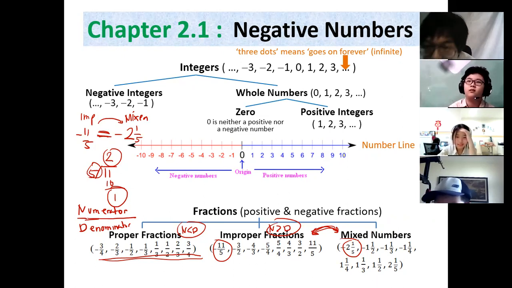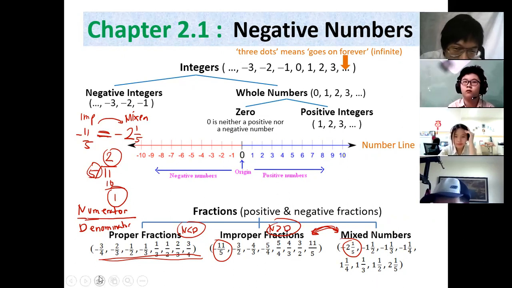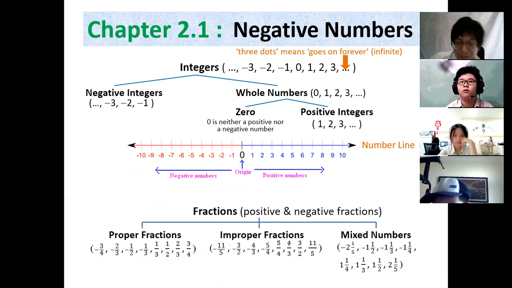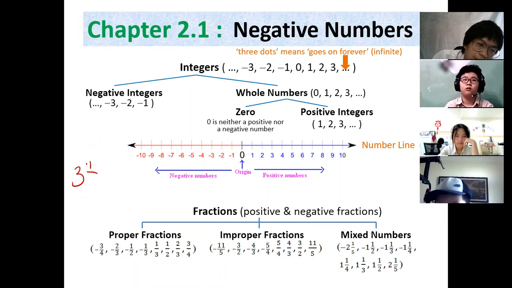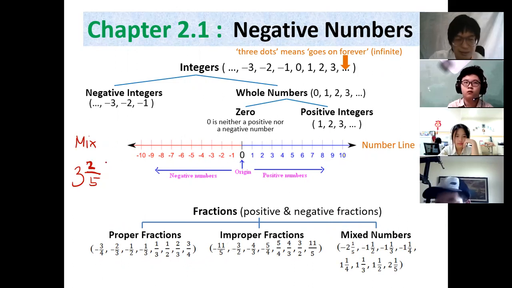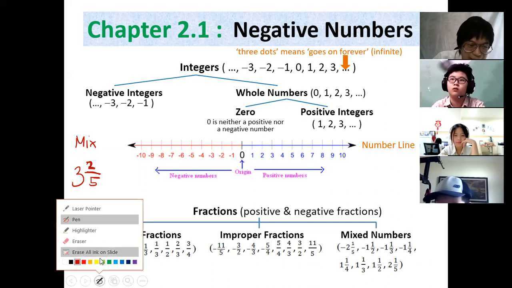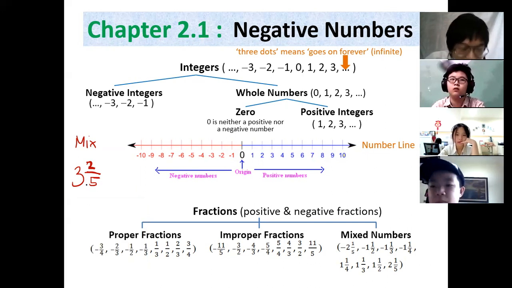Okay, any question? Now mixed number to improper fraction, right? For the mixed number, 2 times 5 then plus 1. That's right, so it's the reverse. So if I say 3 and 2 over 5, this is a mixed number, right? So how do you change it into an improper fraction? The bottom, 3 times 5, 15 plus 2, 17. So that's how you do it.